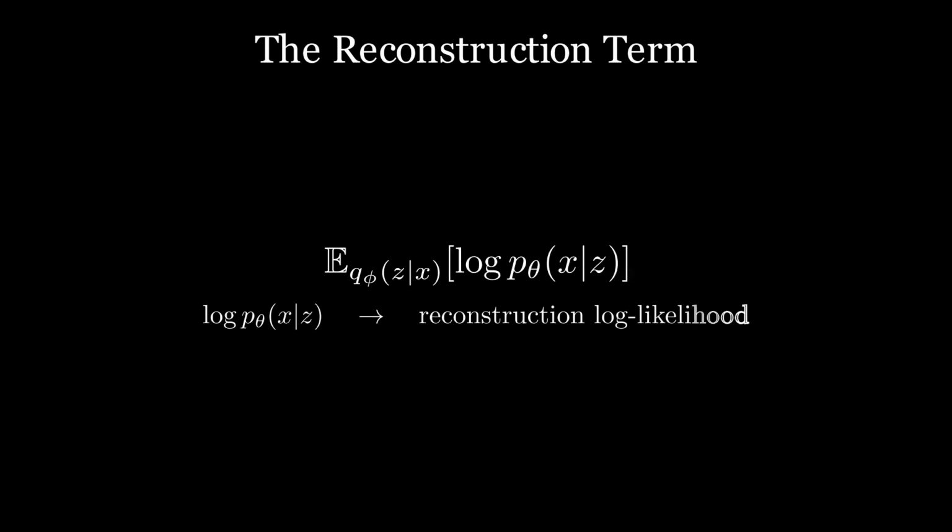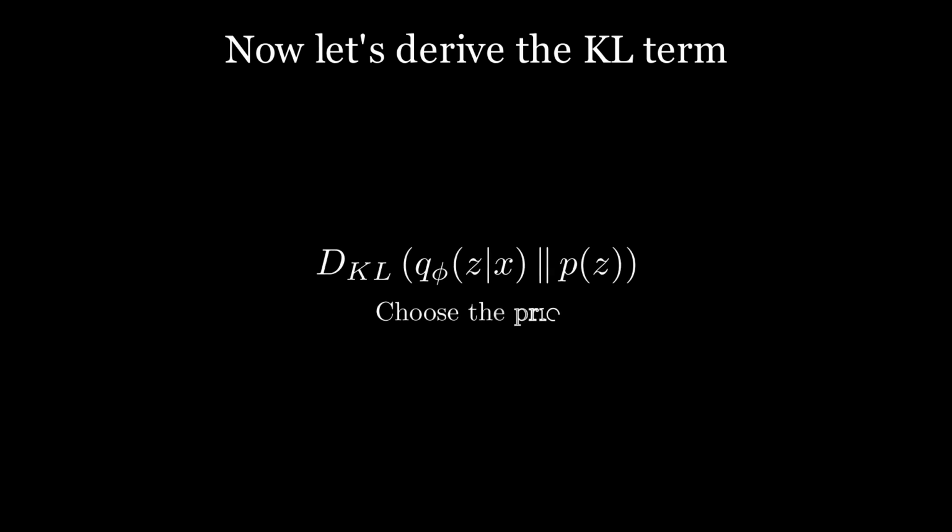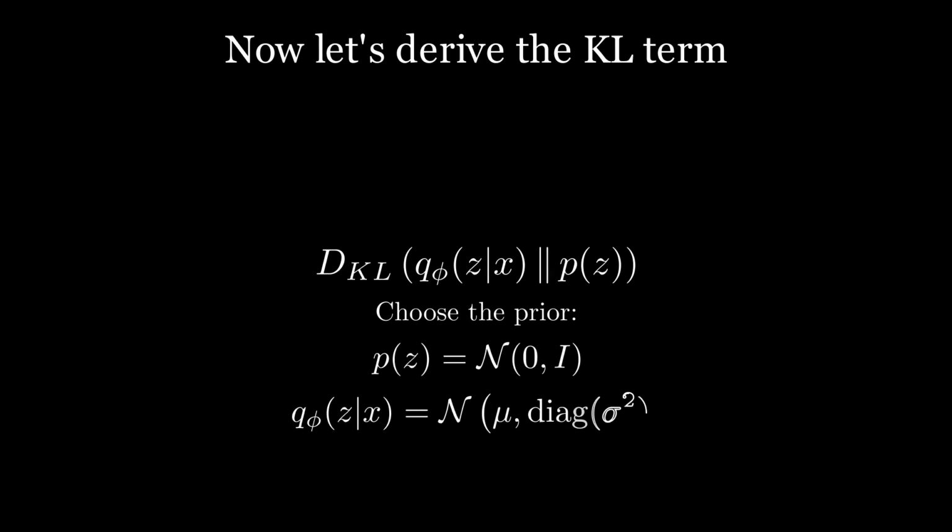To get the reconstruction loss, we have to add a negative sign to this reconstruction term. Now let's derive the KL term. We don't know the latent distribution of our dataset images, so we assume that p of z is a normal distribution with zero mean and one variance.